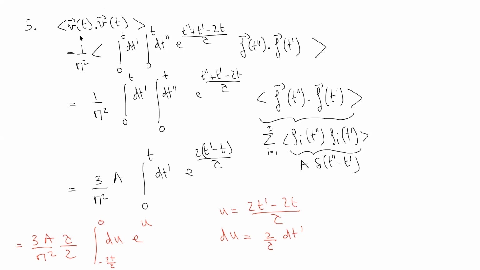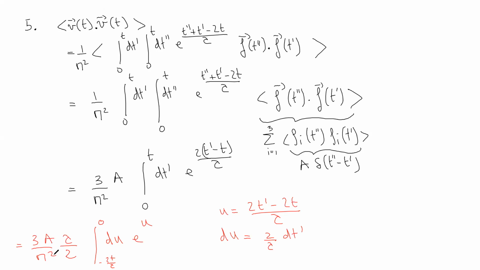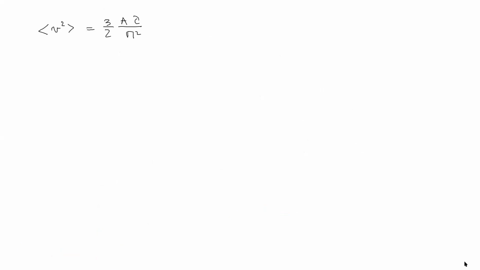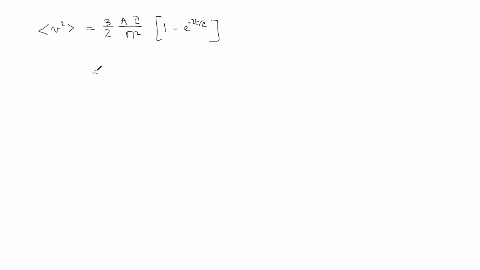Okay? And therefore, v squared at a given time is equal to 3A tau over m squared. And the exponential becomes 1 minus the exponential of minus 2t over tau by integrating this guy. All right, and so in particular, we know that tau is m over psi.